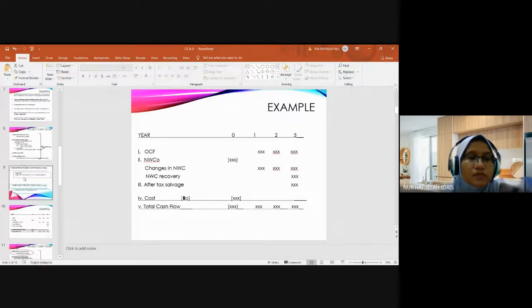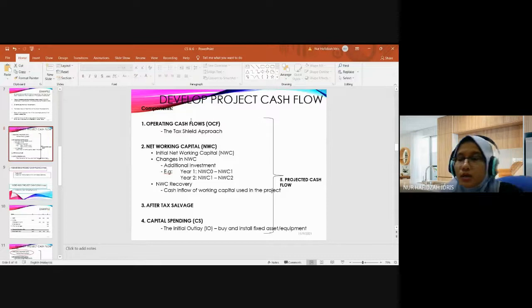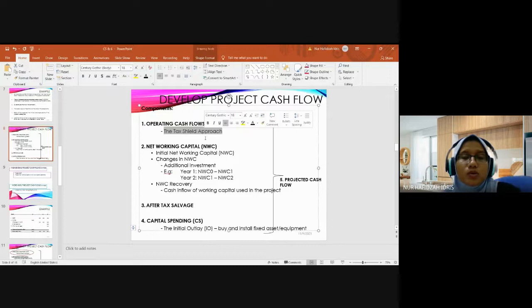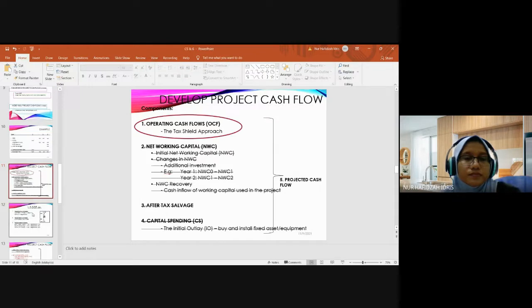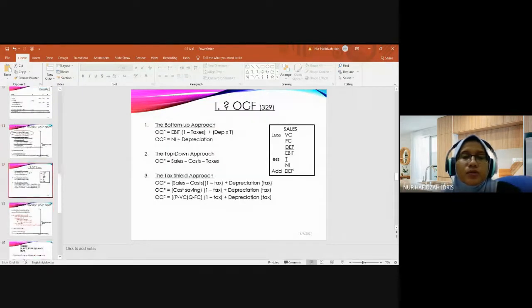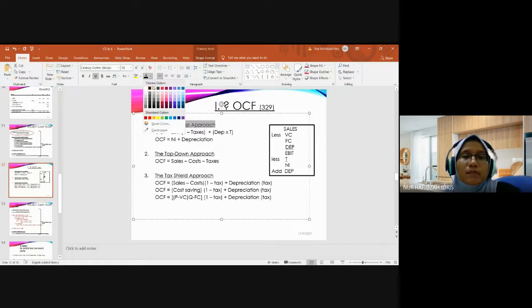So for the operating cash flow, okay, yang ni operating cash flow kita ada whether you use the tax shield approach, okay. Okay, this one, sorry. So OCF, the top-down approach, ataupun you pakai bottom-up approach, top-down approach or the tax shield approach. So normally kita akan pakai these two lah. Okay, kita akan pakai yang ini, bottom-up and tax shield approach. These two. It depends on the question.